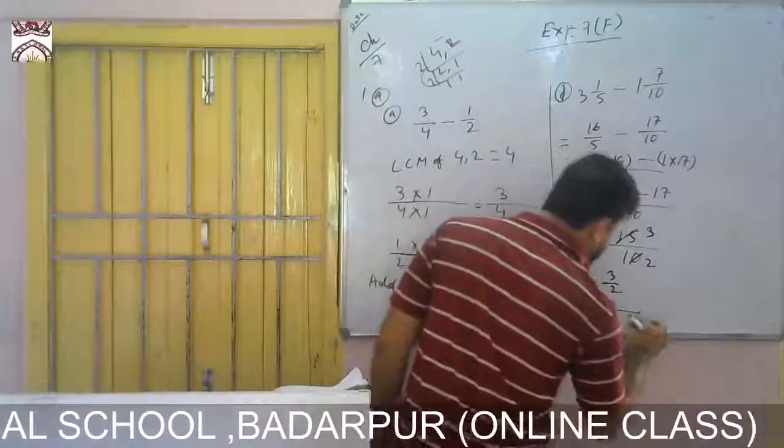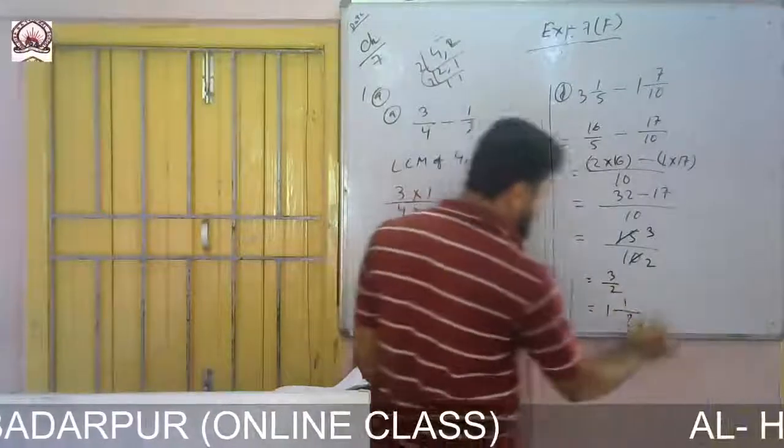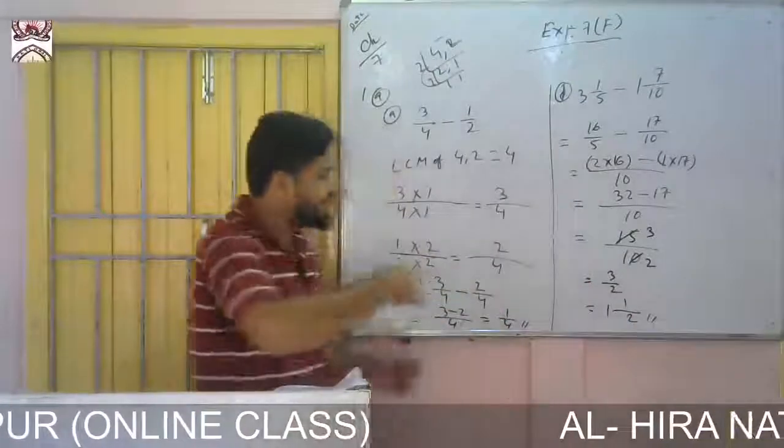Now 5 3s are 15, so 3 by 2. This one I can write in mixed form. 2 1s are 2, remainder 1, so 1 1 by 2.